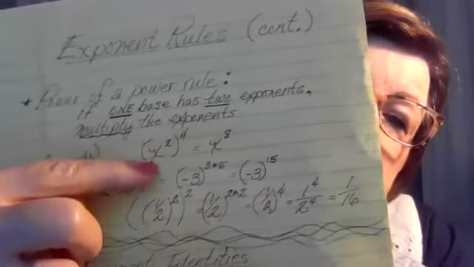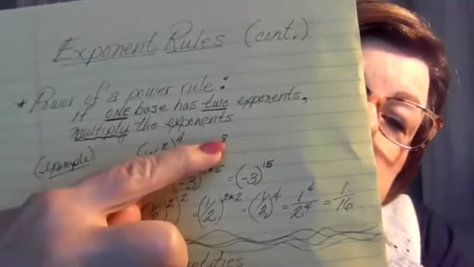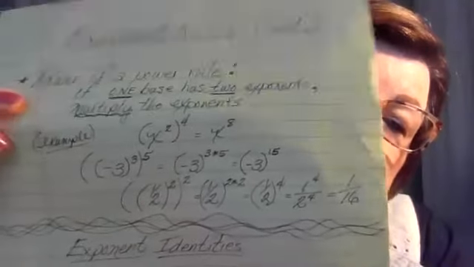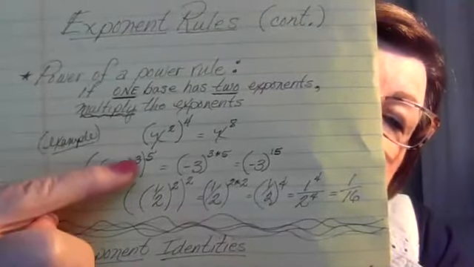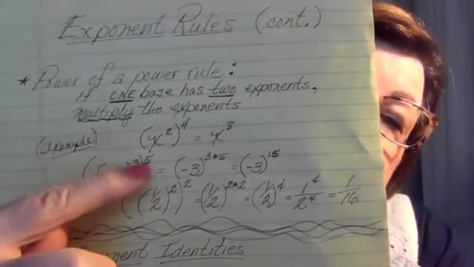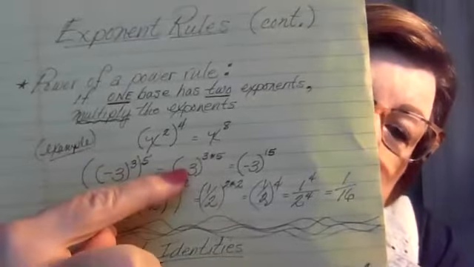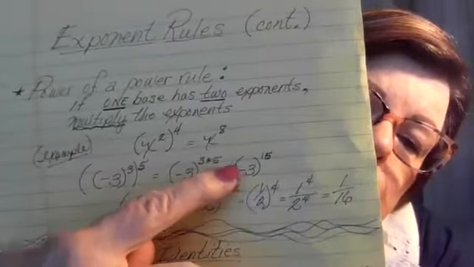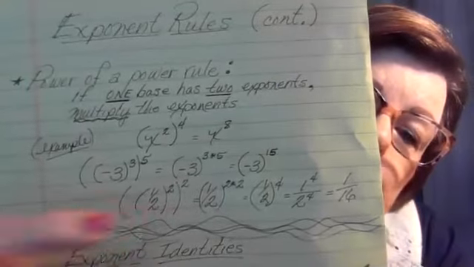In this case, a power to a power, I multiply the exponents. Okay, here it is with a negative, which is really good for you to see. The negative is in parentheses and it's taken to the third power, but then all of that is taken to the fifth power. So you're going to take the same base, multiply the exponents, and take -3 to the 15th power. Okay? Again, here's an example with fractions.